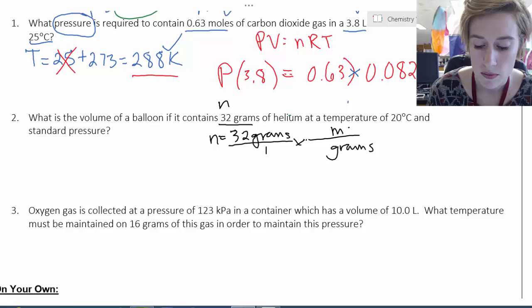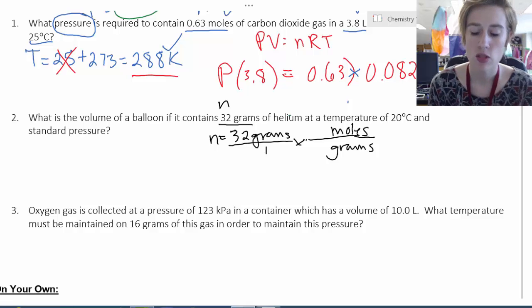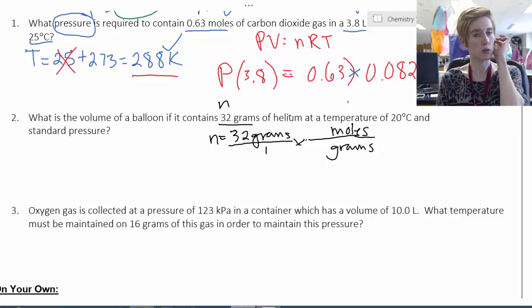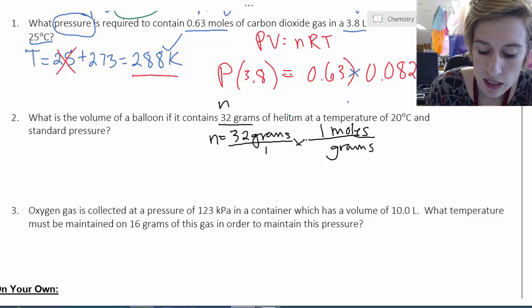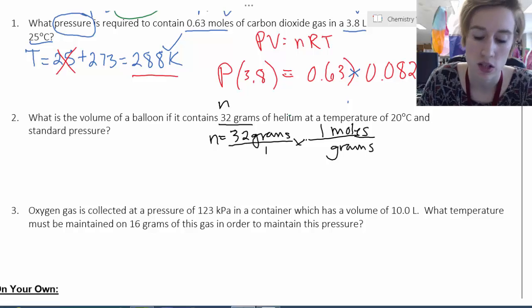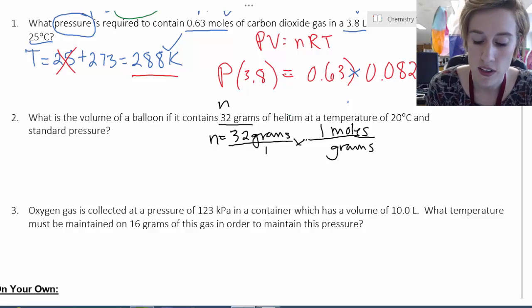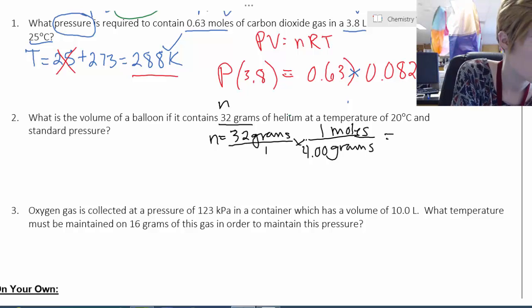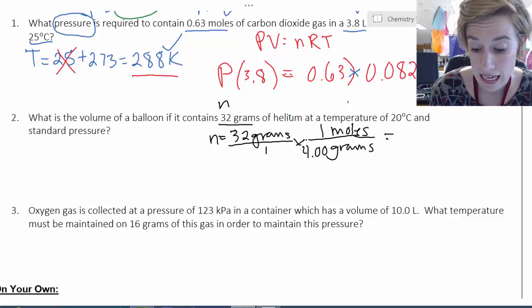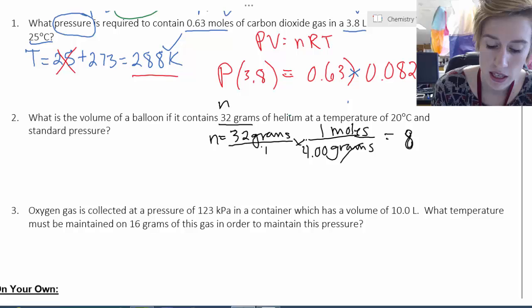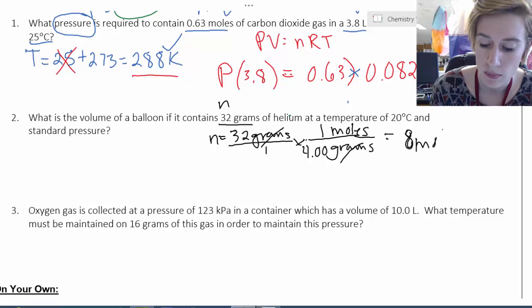I want to go to moles. Now, what's the conversion between moles and grams? This is something we learned a while ago, but it's always molar mass. The 1 will always go next to the mole, and then molar mass will go next to grams. So I have to find the molar mass of helium, which on the periodic table is 4.00. So when I do 32 divided by 4, I'm going to get 8. Grams cancels. I'm in moles now, so this is 8 moles of helium.